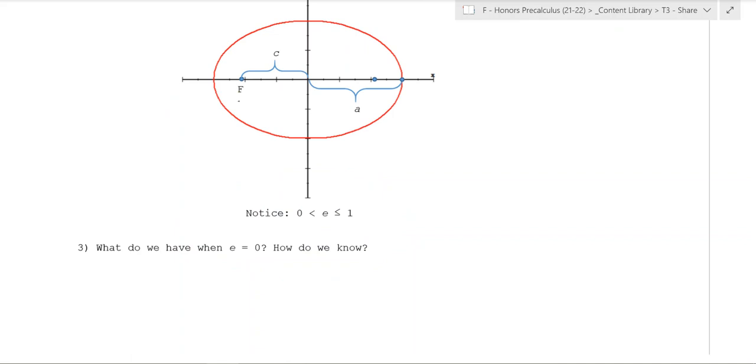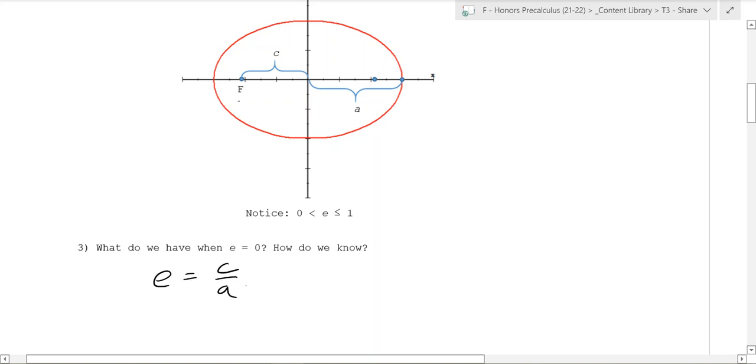So the one question here is, what do we know when e is equal to 0? If e is equal to 0, that means that c over a has to be 0. So e would equal c over a. If that was equal to 0, the only way for a fraction to equal 0 is for c to equal 0.